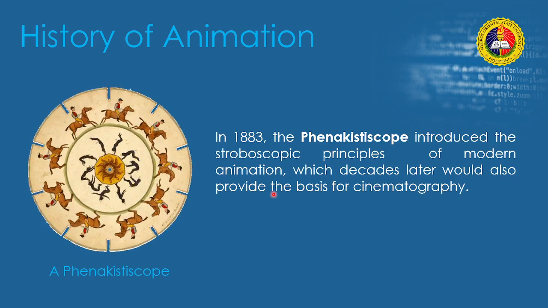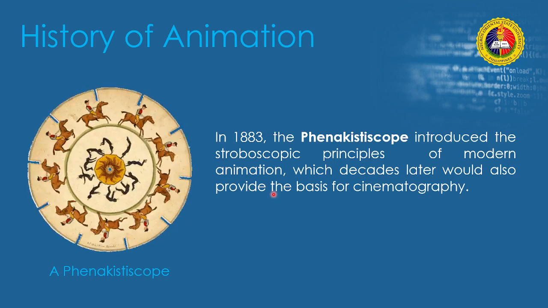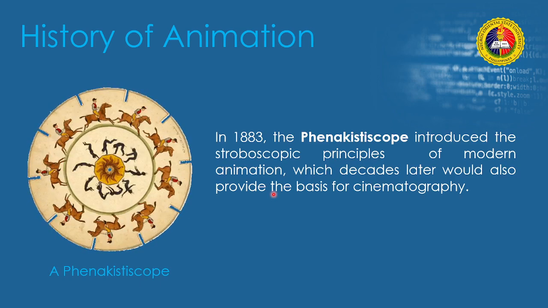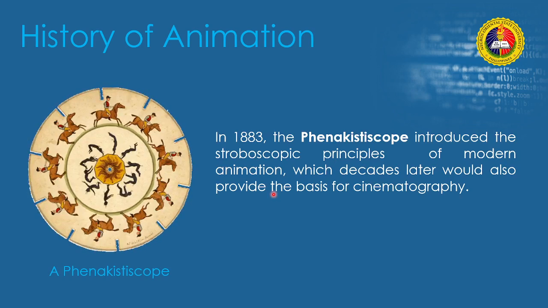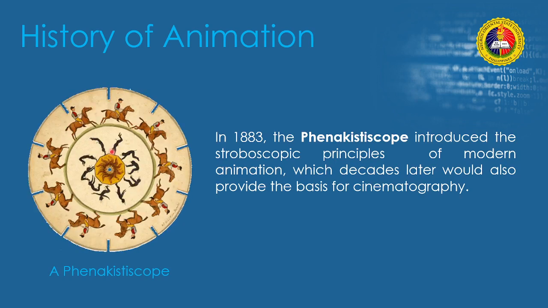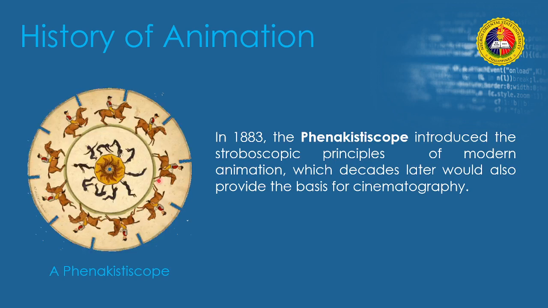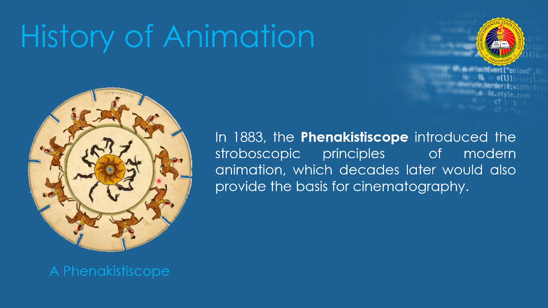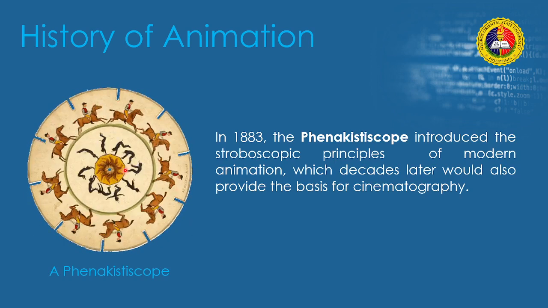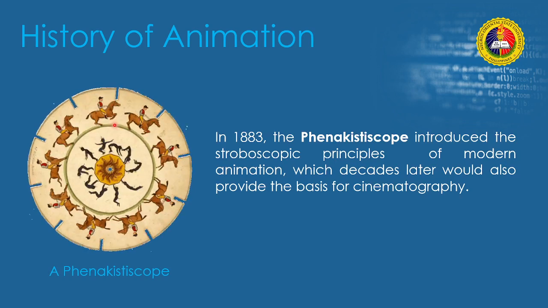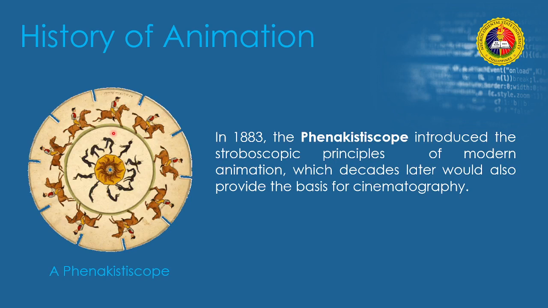So here's another tool for early animation. In 1883, the Phenakistoscope introduced the stroboscopic principles of modern animation, which decades later would also provide a basis for cinematography. Basically, it still uses light and shadows, a projection, and the pictures are moved and rotated. Each drawing displays one action of the movement, and if we rotate the disc at a certain rate, it creates an illusion that the picture is moving. But in fact, if we break it down, each one is just a single image depicting one single action.